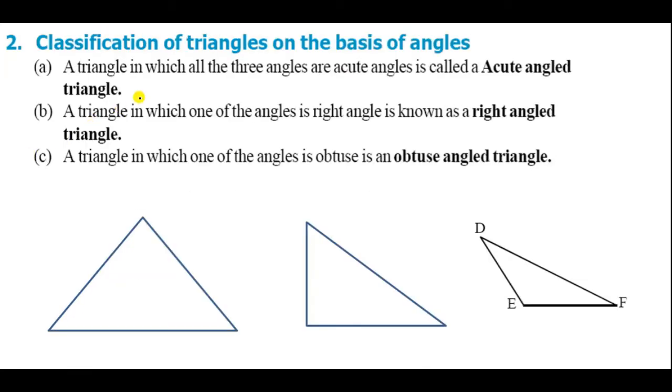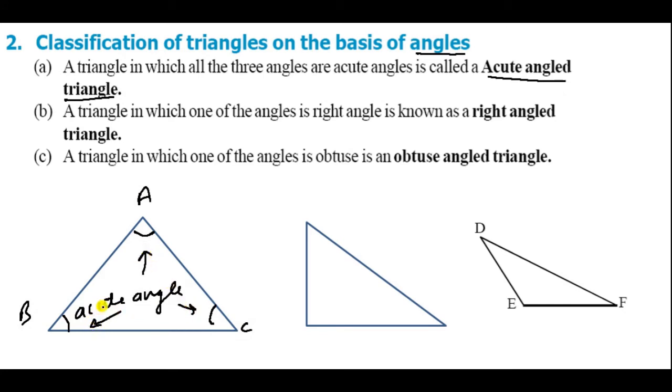Now come to the other classification on the basis of their angles. First one is the triangle in which all three angles are acute, called an acute triangle. Acute angle triangle. In this you can see ABC, these angles are all acute angles. So it is called an acute triangle. Acute angles: this one also, and this one also, and this one also. So that triangle is called an acute angle triangle. That is the first. It is your A part.